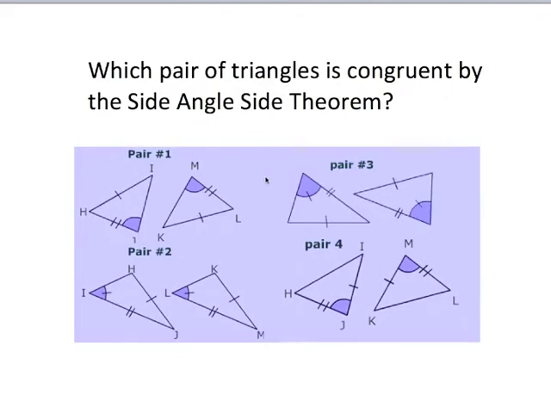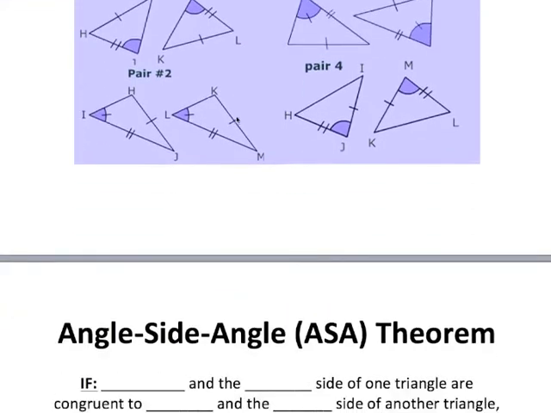I'll let you guys take a look at this problem and pause here. Which pair of triangles is congruent by the side-angle-side theorem? Take a look. The key is this angle is the included angle. Jot down your answer and we'll go over in class.